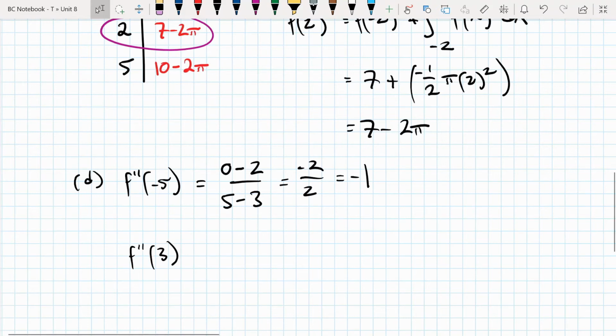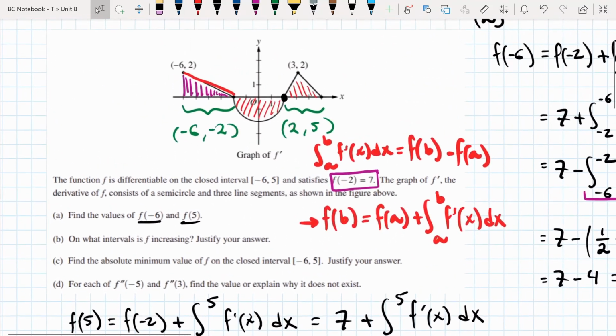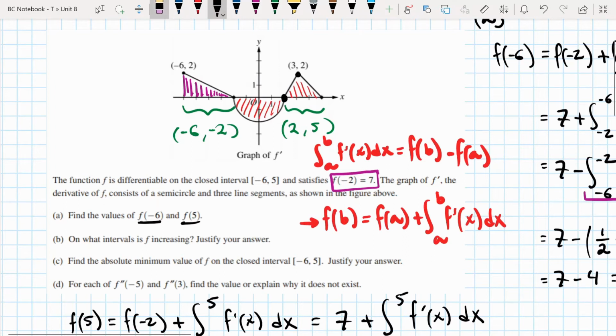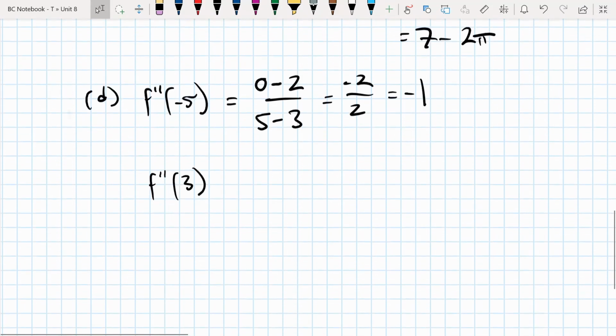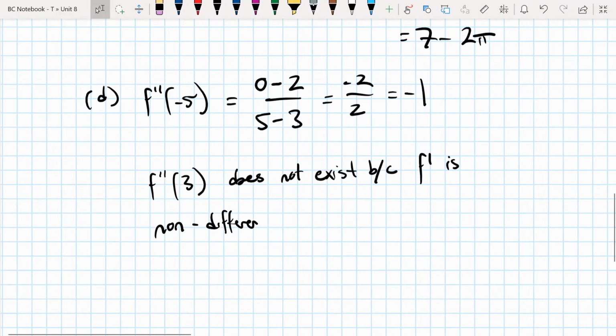And let's do the slope at 3. Well, if you notice on the graph, there's a corner non-differentiability here at x equals 3. And so what that means is the function is not differentiable at 3. So the graph of the derivative of f, shown here, exists at 3, but the derivative of the derivative will not exist because the graph of the derivative is non-differentiable. Okay? So what we can do here is just say the second derivative does not exist because f prime is non-differentiable at x equals 3.